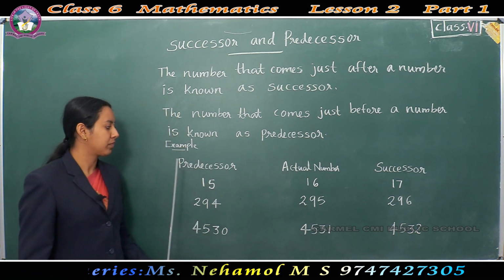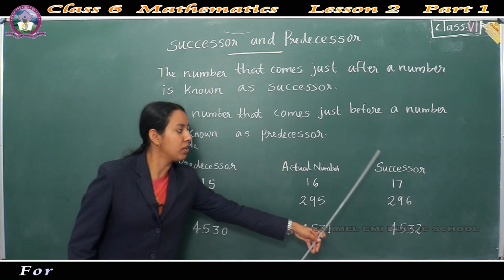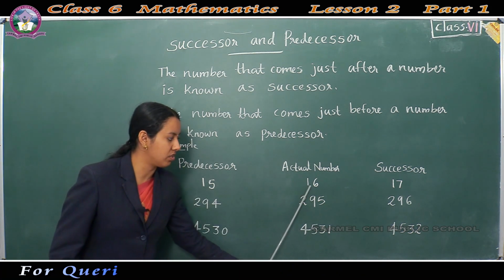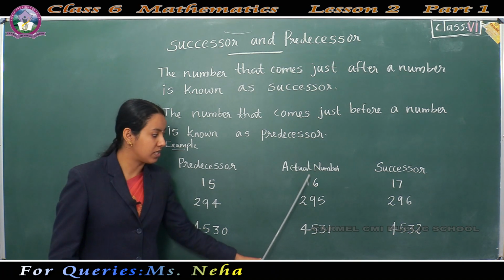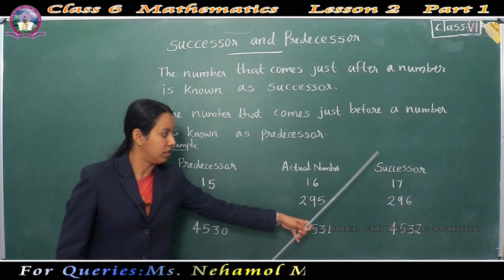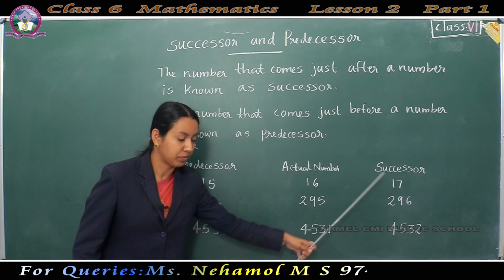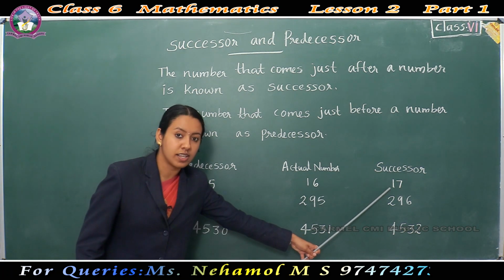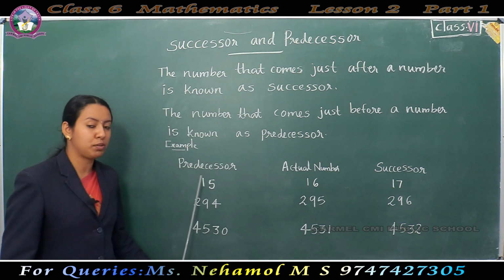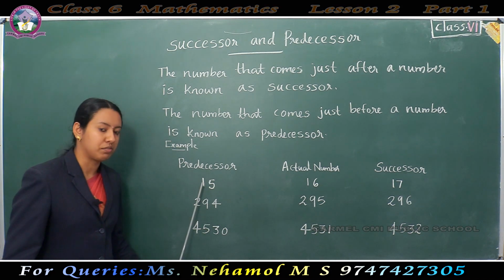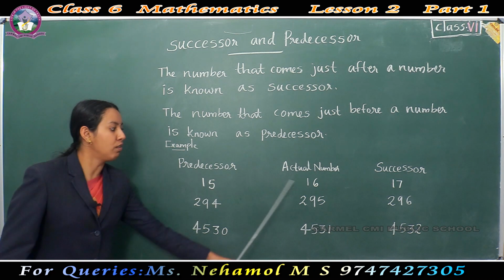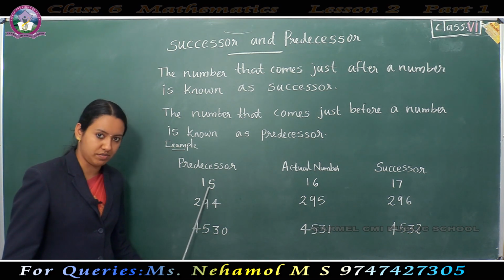Consider the example. Predecessor, actual number, successor. Consider the first number 16. What is the successor of 16? 16 plus 1, that is 17. Successor of 16 is 17. Then what about predecessor? 16 minus 1, that is 15. Predecessor of 16 is 15.